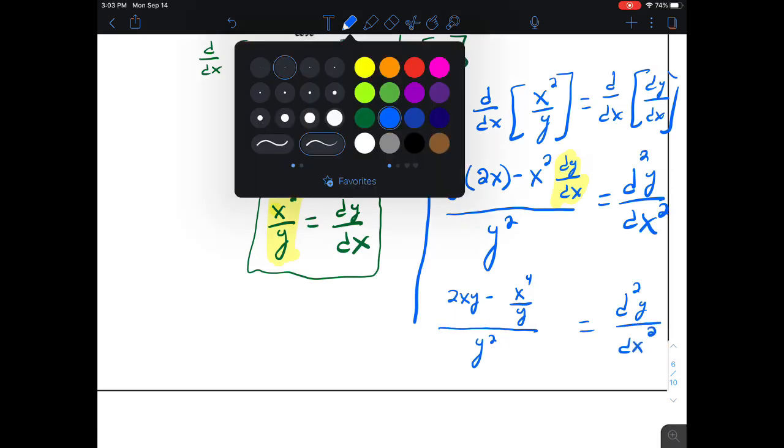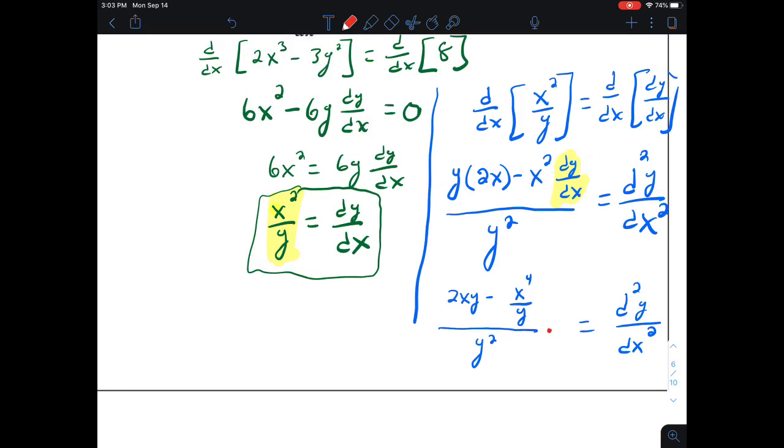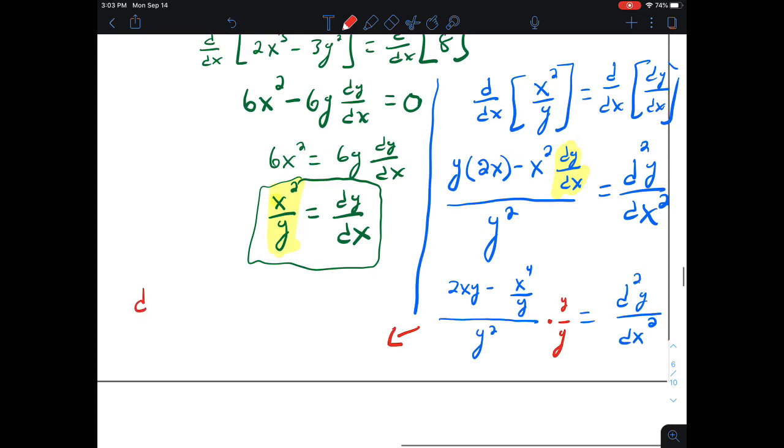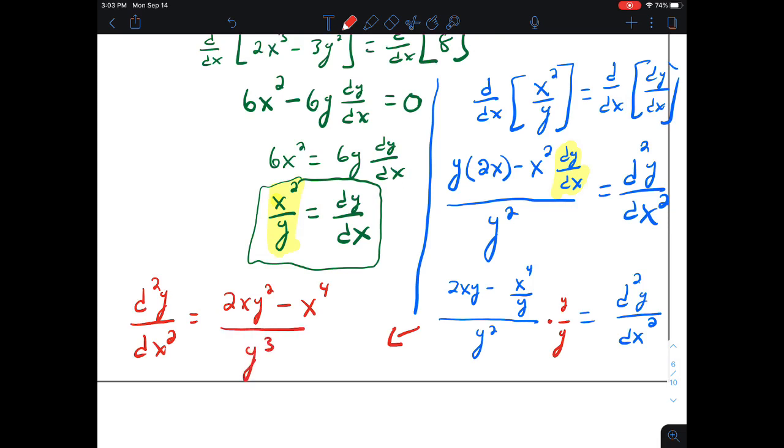And a real easy way to simplify this is to multiply to get rid of the fraction in the numerator. So I'm going to times both the top and the bottom by y, and I'm going to work towards the left because I'm out of room. And we would have our second derivative here. It's going to equal 2xy squared minus x to the fourth over y to the third.